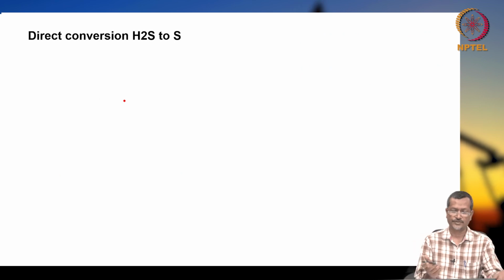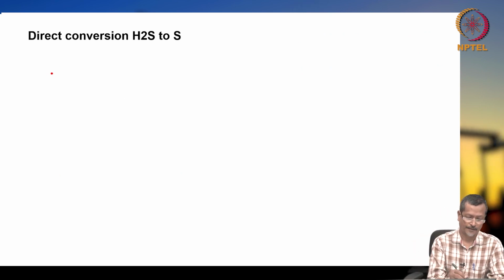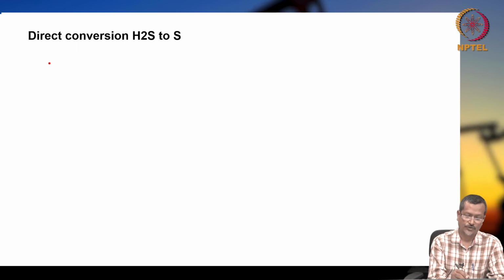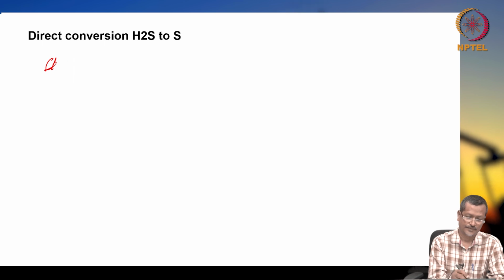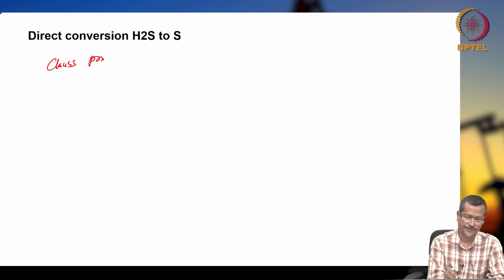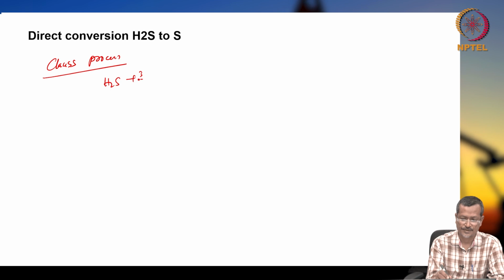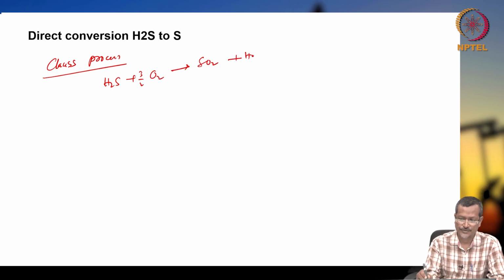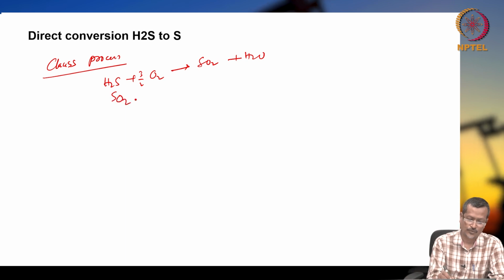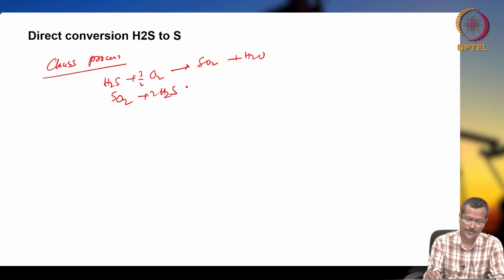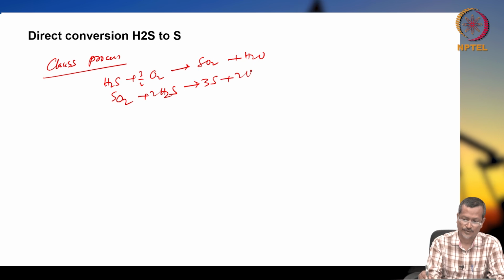Direct conversion of hydrogen sulfide to S. So, this is a CLAUS process. In that case what is happening, H2S plus 3 by 2 O2 gives SO2 plus H2O. Then SO2 plus 2 H2S gives 3S plus 2 H2O.